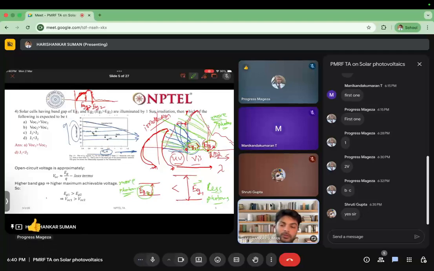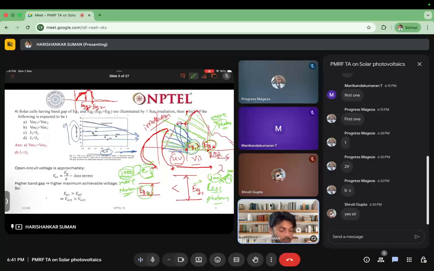So if you have maximum photons, you will get a higher number of electron-hole pairs. One photon will generate one electron-hole pair. Let's suppose here it is 1000, so 1000 electron-hole pairs will be generated. Let's say here it is only 100, so only 100 electron-hole pairs will be generated. Here is 100, here is 1000, so 1000 electrons give more current.